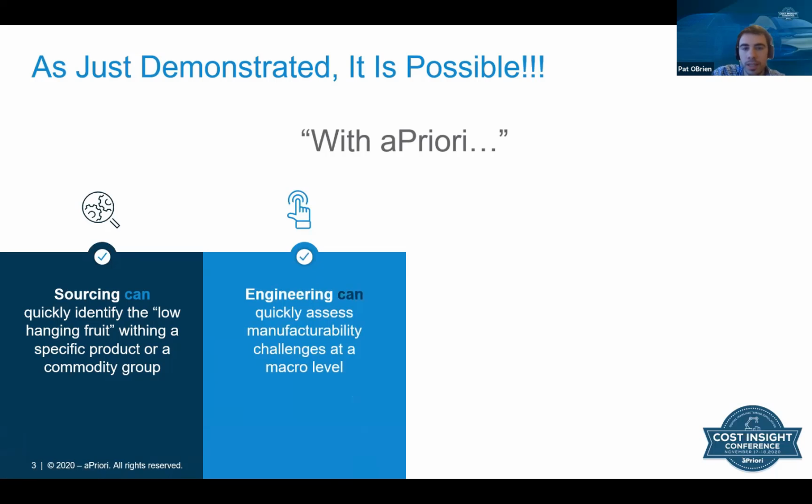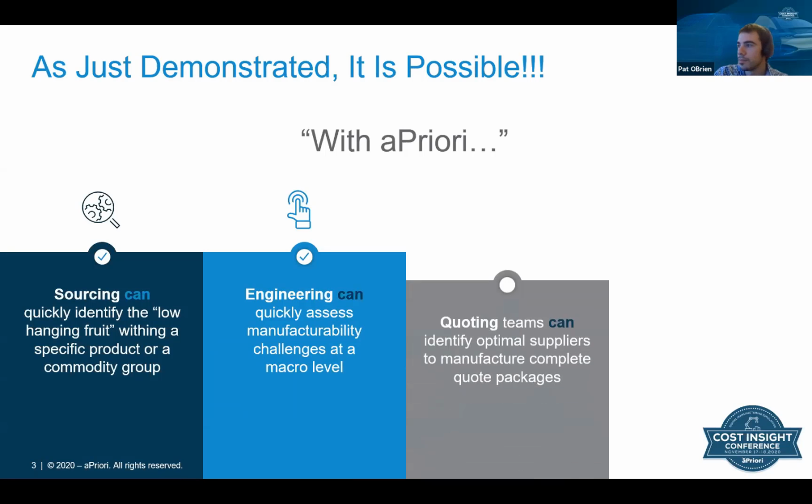Engineering is able to quickly assess those manufacturability challenges, and they can do this at a macro level, right? You're able to look at multiple parts within that specific product line or that commodity group and understand which ones are lending themselves best for a redesign.